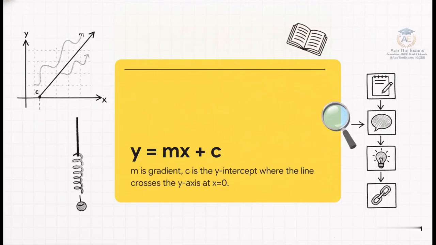Think back to our bungee rope, or an experiment measuring the stretch of a spring. The gradient, m, represents the proportional extension of that spring. It's the rate of change. Meanwhile, c is your starting point. It tells us the spring's natural length when the load is completely removed. Examiners love testing if you actually understand what m and c mean in a physical context, not just as abstract numbers.